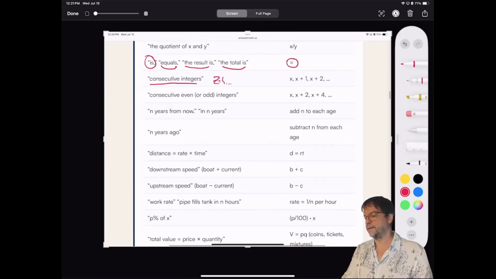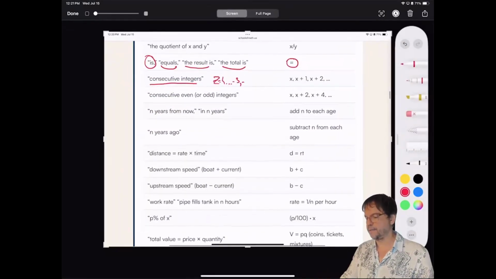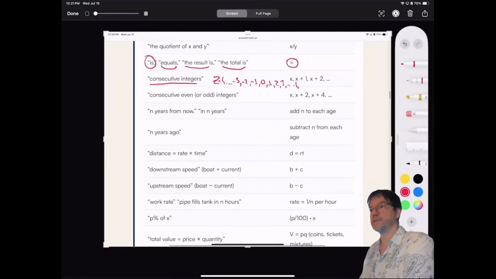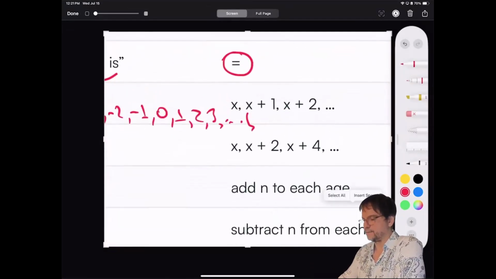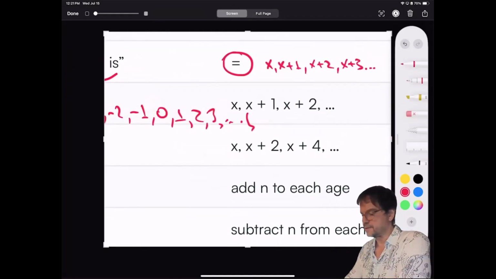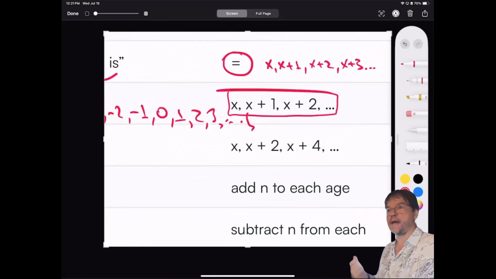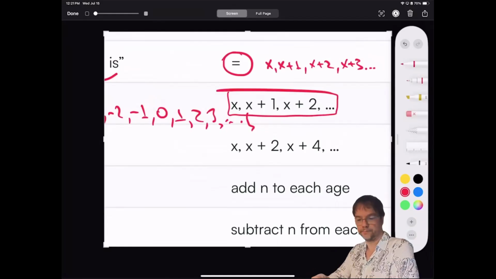Okay, it goes from minus infinite, 0 to plus infinite. You have here the integers. Okay, I can represent them generically by this: x, the next you add 1, the next you add 2, the next you add 3, and so on. This is the generic way that I represent the integers. Is that okay? Yeah.